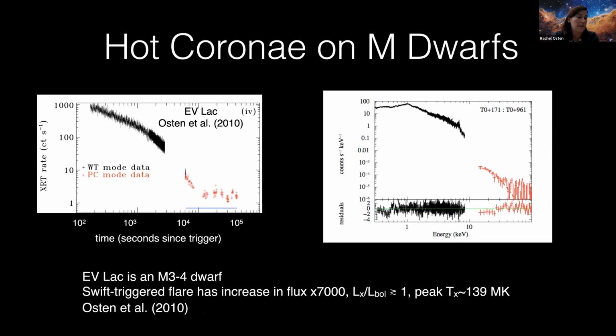On M dwarfs, there was another trigger by Swift. This was actually seen by another GRB satellite as well, the Konus. The light curve is shown on the left, and the spectrum right after the trigger is shown on the right. So you can see that tail into the hard X-rays, where the peak temperature is about 140 million degrees. The increase in flux was about a factor of 7,000 compared to the non-flaring characteristic X-ray flux of this star. And it's a gamma ray burst at 5 parsecs, basically.